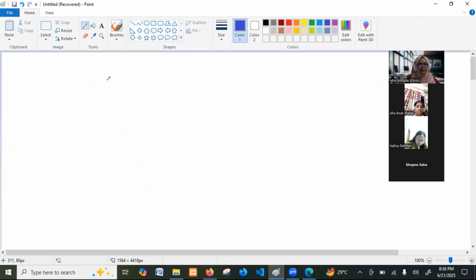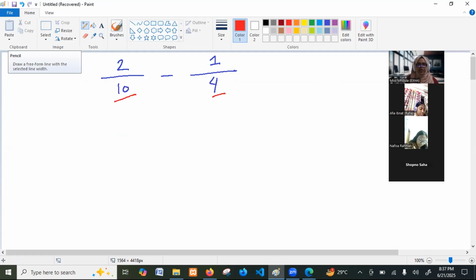If I'm talking about something else where the denominators are not matching, suppose we have 2 by 10 and we have to subtract, suppose, 1 by 4. Here the denominators are not matching. One is 10, one is 4. So that means we have to do something to make them equal first, right?